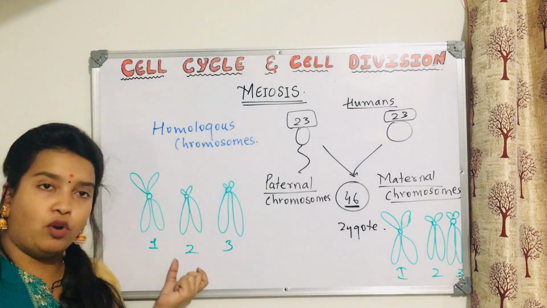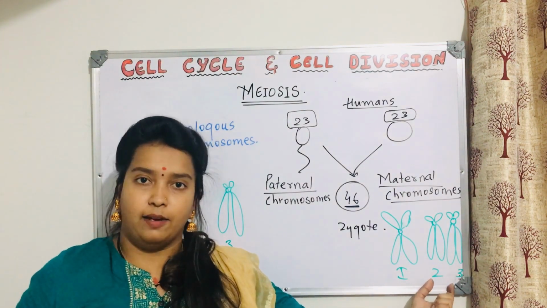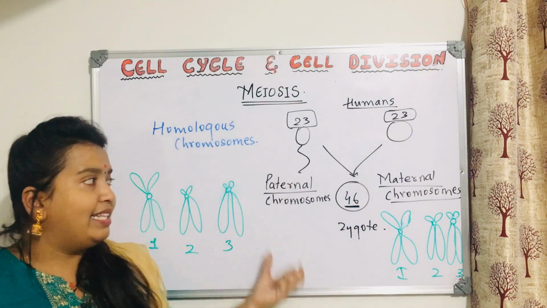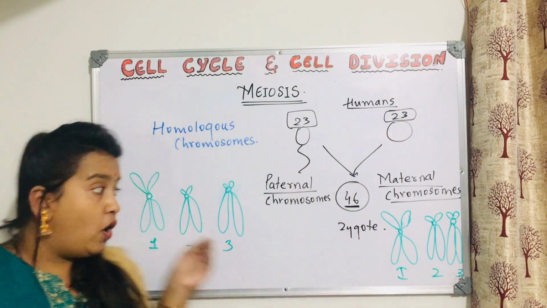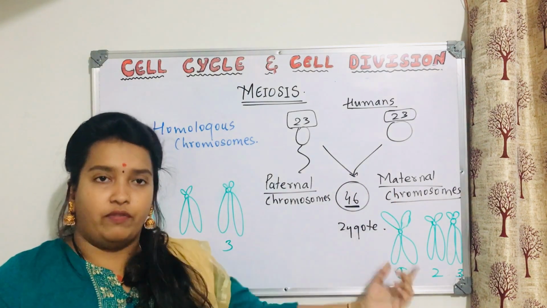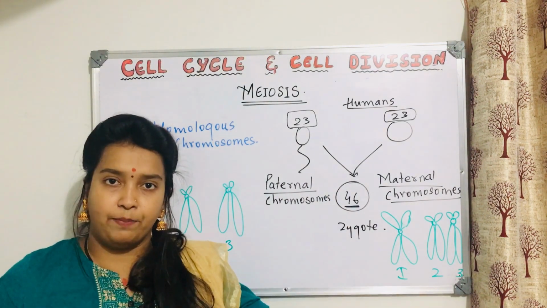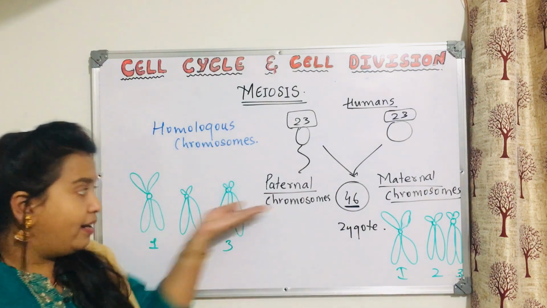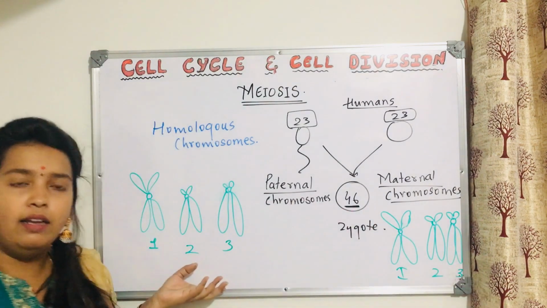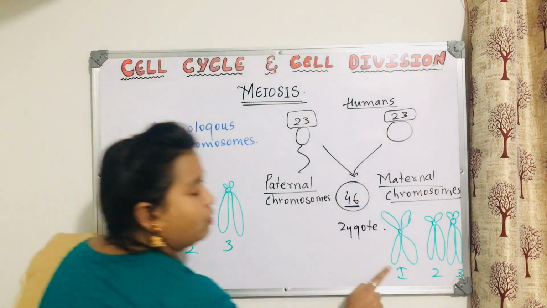Now the second chromosome also has the same partner in maternal. So in paternal and maternal, whatever 23 chromosomes they have, all 23 have a pair. Paternal chromosomes have a pair in maternal, or maternal have a pair in paternal. It means the first chromosome is similar to this.